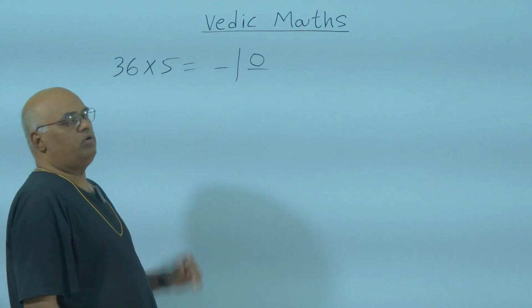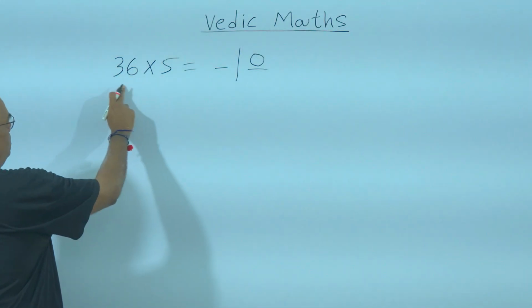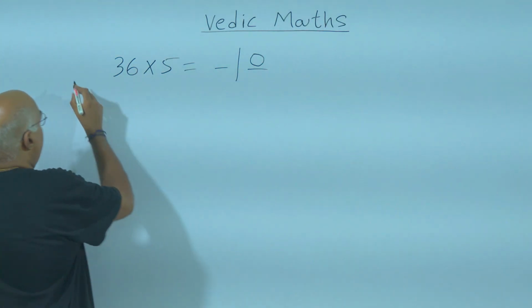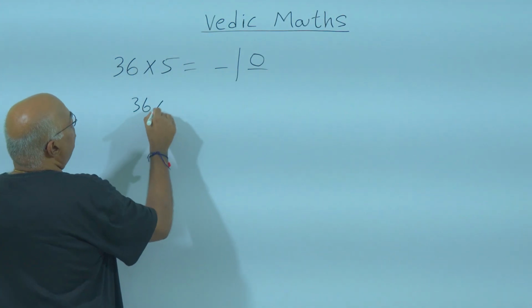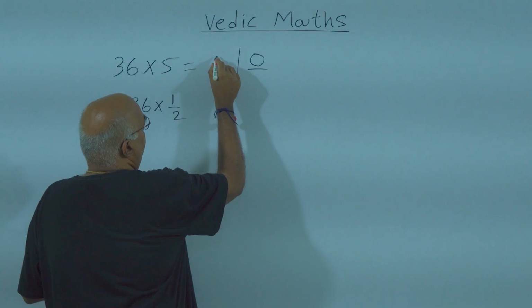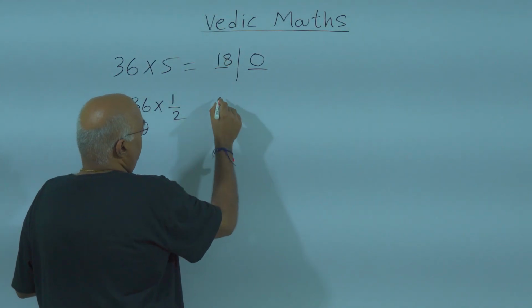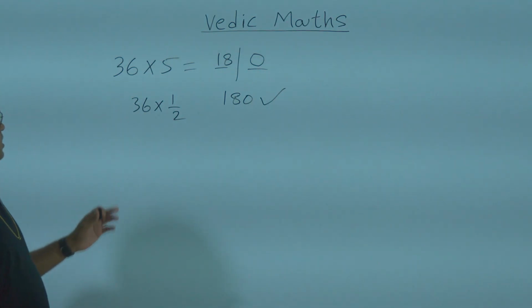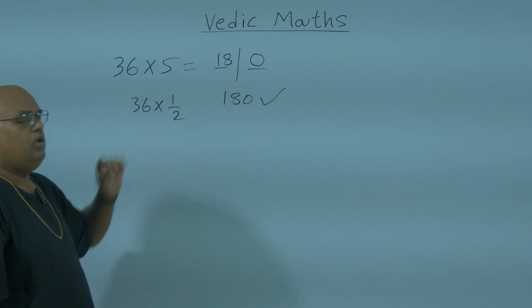Now to get the left portion of the answer, the given number is 36. Find half of 36. So 36 into 1 by 2. 36 by 2 is nothing but equal to 18. So put 18 here. So the answer is 180. This is our required answer. It's as simple as this. So 36 into 5 is equal to 180.